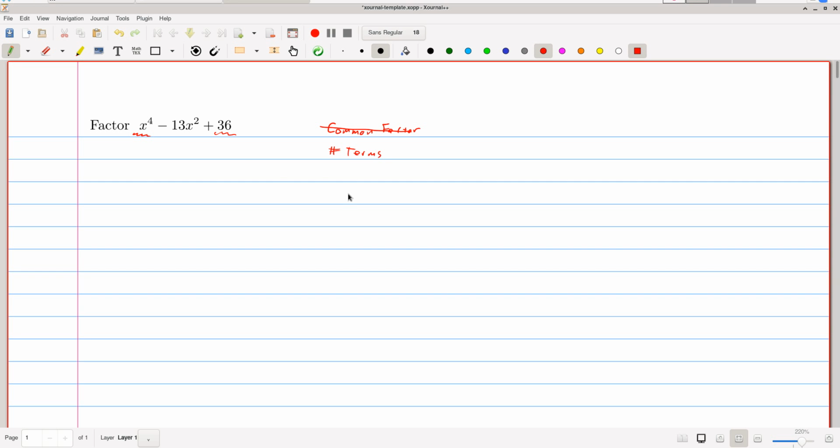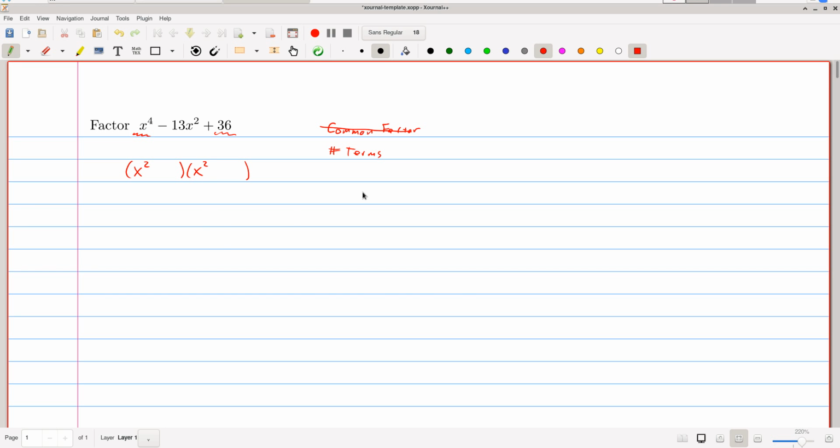And since this has 3 terms, we're not going to use one of those special formulas like the difference of squares or sum or difference of cubes. So that means we're going to go right to 2 binomials, 2 sets of parentheses. To get an x to the fourth, this would come from x squared times x squared.